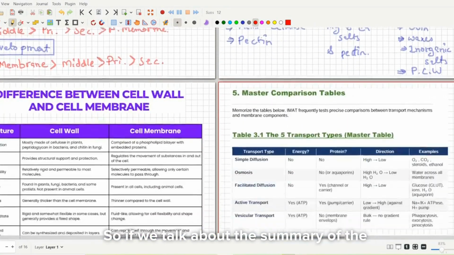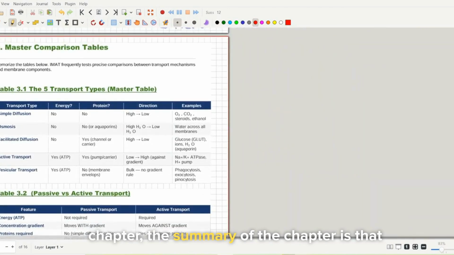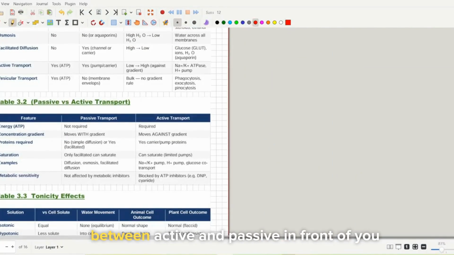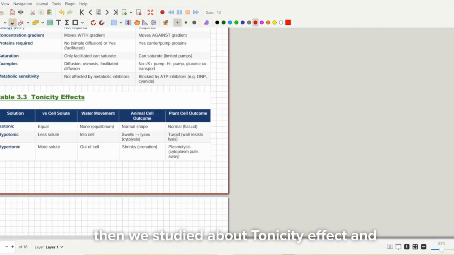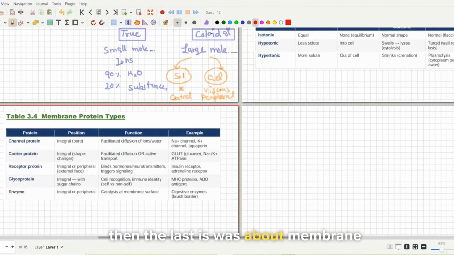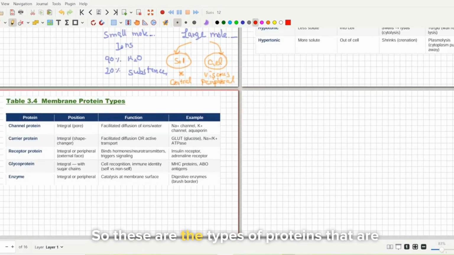If we talk about the summary of the chapter, there are five types of transport in front of you. We discussed all of them, and then the table between active and passive is in front of you. Then we studied the tonicity effect, and the last was about membrane proteins. These are the types of proteins present in your cell membrane. This is the end of the chapter, and we discussed every single thing you need to know for the cell membrane and all the molecules and all the questions that could appear in your IMAT exam. There is no other concept that could be asked.